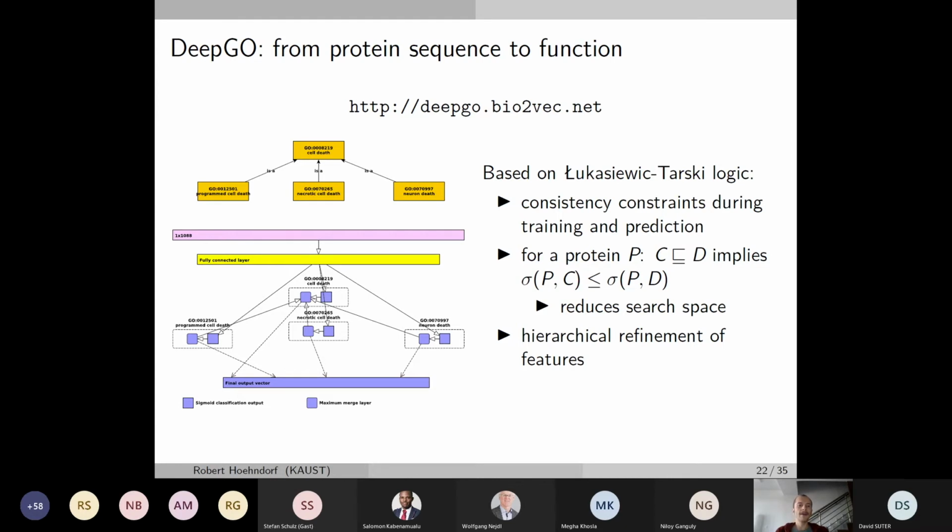I didn't show this here, in particular regulates relations and part-of relations. We get one thing for free, which is a hierarchical refinement of the features based on the structure of the Gene Ontology, specifically the taxonomy of the Gene Ontology.